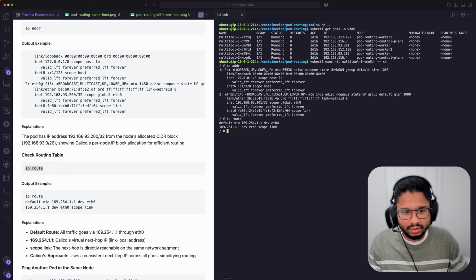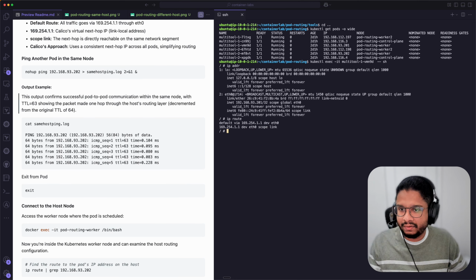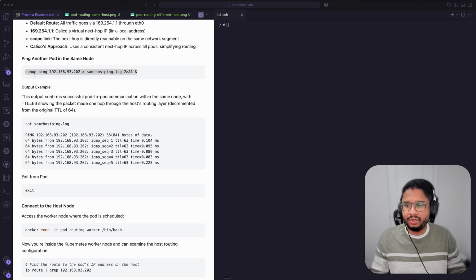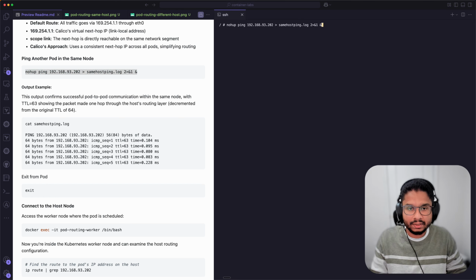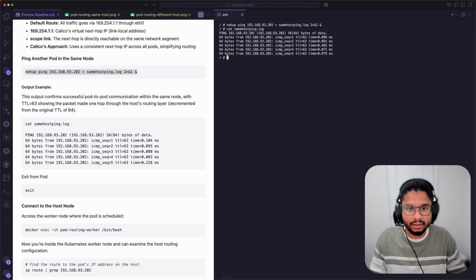And if I do an ip route, we're able to see the default route as well, which points to the link-local address for this particular eth0 interface. Okay, so next I'm going to initiate a continuous ping from this pod to the pod scheduled in the same node, right? So let me go ahead and start that ping. And I can look at the output of this ping if I cat this particular log file. And as you can see, the ping is successful.